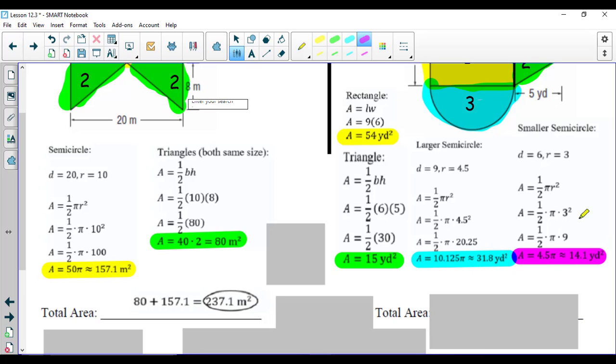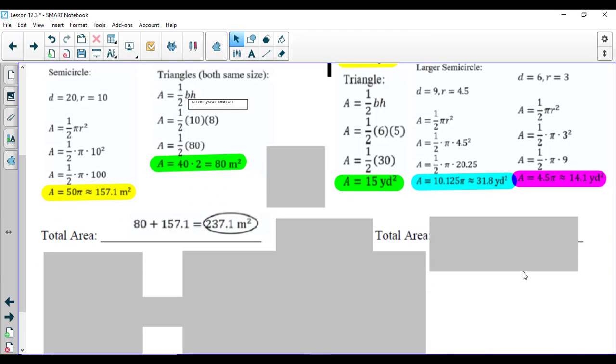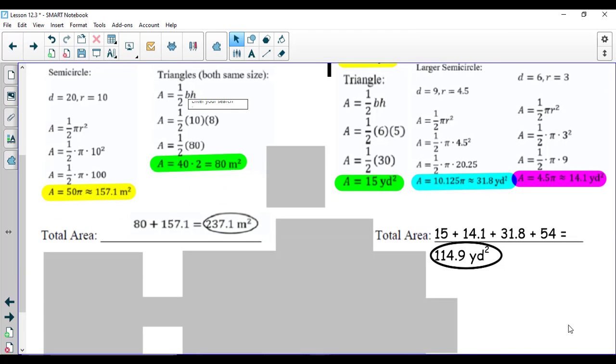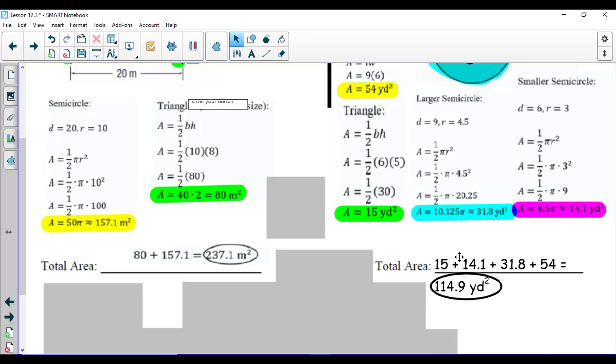To find our total area, we just need to add all those guys together. So we've got to add the 15 from the triangle, the 14.1 from the smaller semicircle, the 31.8 from the larger semicircle, and the 54 from our rectangle. And that will get us approximately 114.9 yards squared.